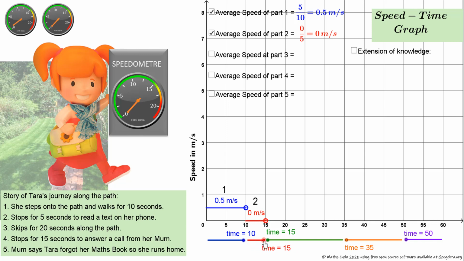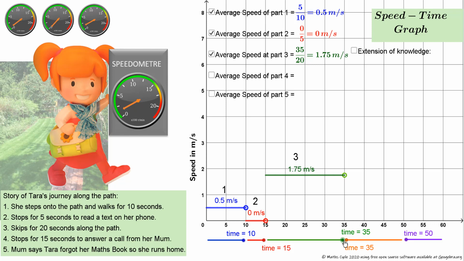Okay, then part 3 of her journey, she skips for 20 seconds along the path. So we calculated an average speed there of 1.75 meters per second when she was skipping. So to put that on our graph, find 1.75 meters per second on your vertical axis, and we're going to have to represent that speed for 20 seconds, from 15 to 35 seconds. So all along here, we're going to draw a horizontal line showing a constant speed of 1.75 meters per second for those 20 seconds.